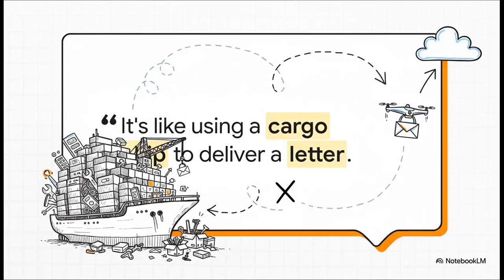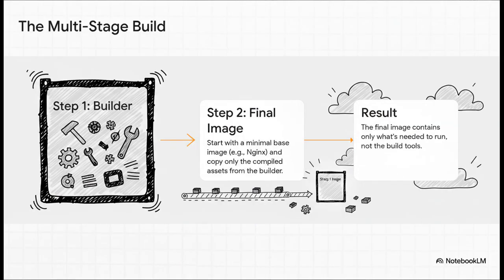I just love this quote because it perfectly nails a super common mistake. If you just grab a massive base image like node:latest to run your tiny little application, you're basically doing this. You are shipping a mountain of unnecessary stuff, and it's going to slow down your deployments and jack up your storage costs. The really elegant solution to this problem is something called a multi-stage build.